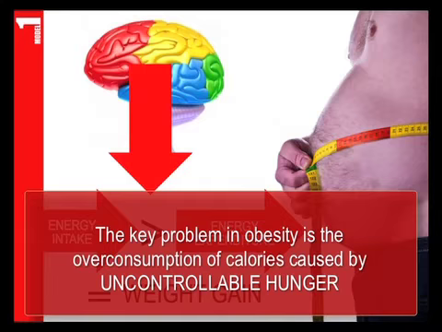And so the reason why this model fails is because it's brainless, and no one puts the brain in. And once you put the brain in, you understand that the key problem in obesity is the overconsumption of calories caused by uncontrollable hunger. That's the key to obesity. And we are living today as a population that is always hungry, and that's why we're always eating every 3 hours. And that is not the way we were designed.